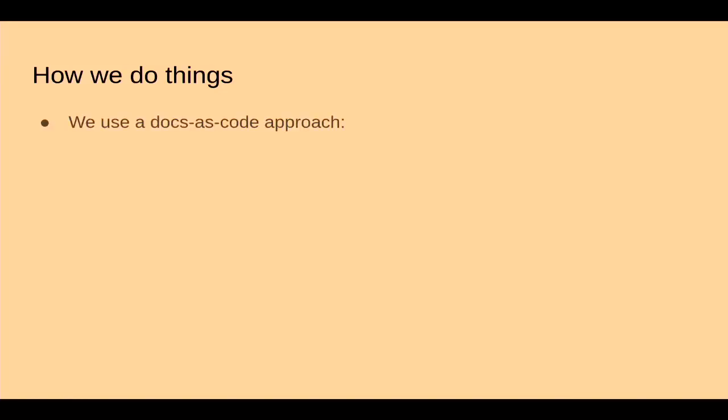So we use what's commonly called a docs as code approach, which basically means we have version control and we use Git. Don't be too scared, because with the documentation most of us use very few Git commands. If we get into trouble, we ask for some help and we move on with our life.